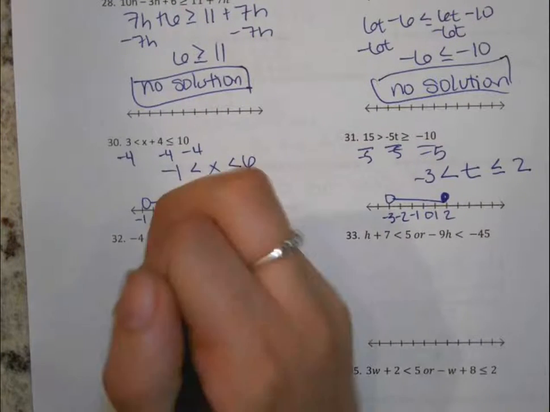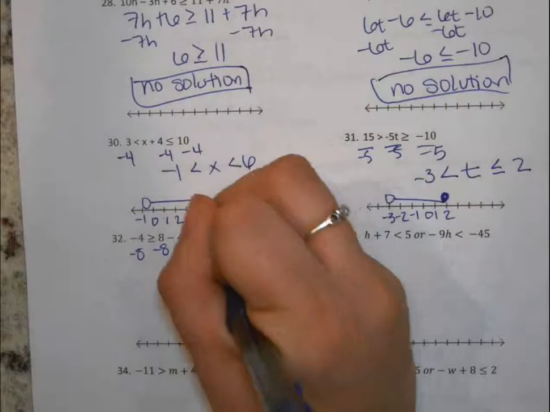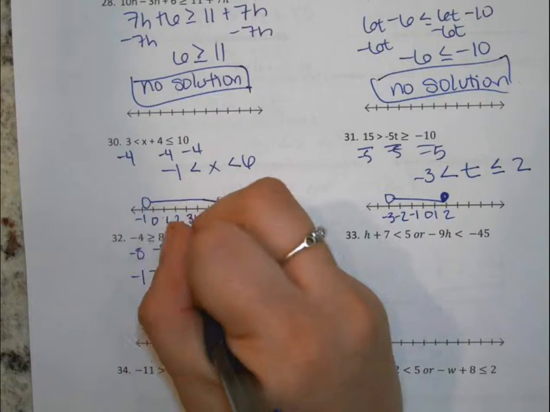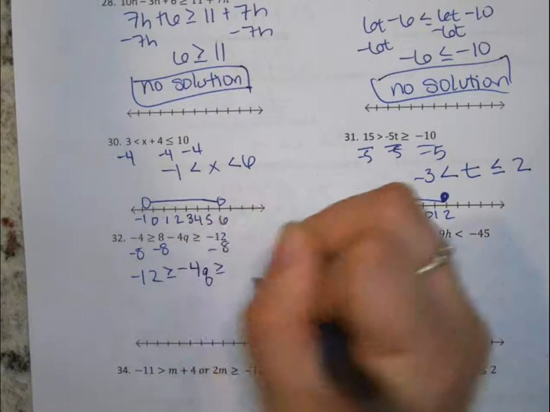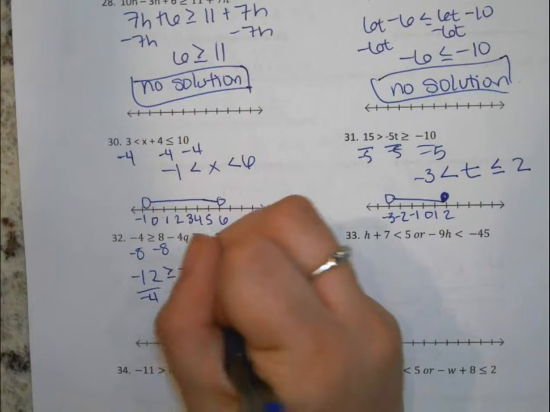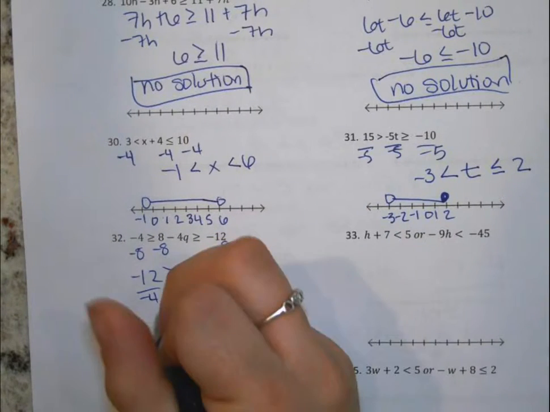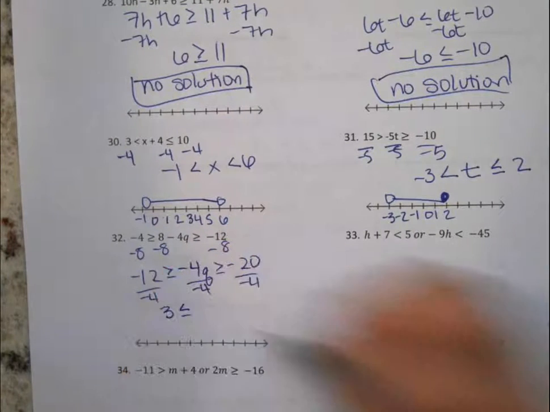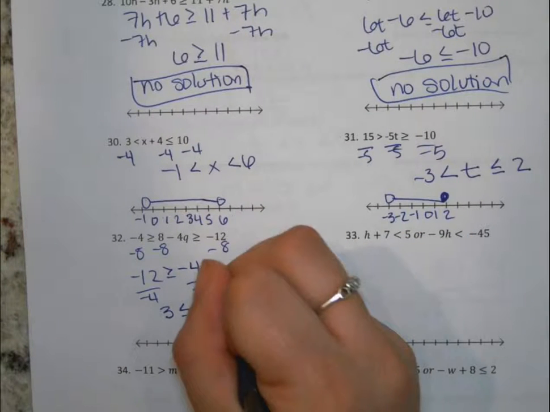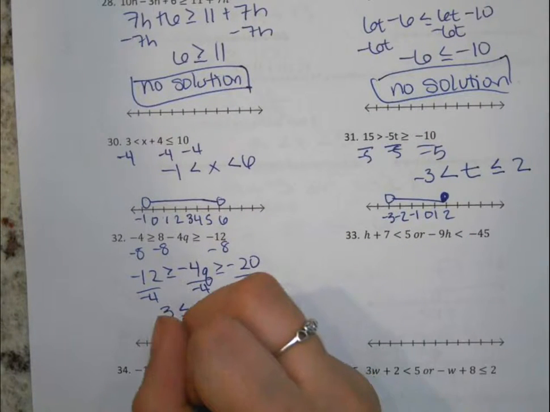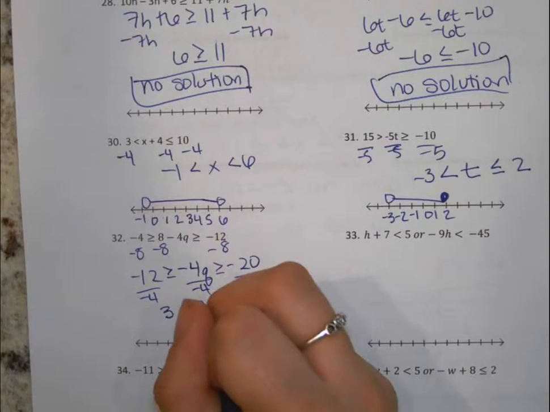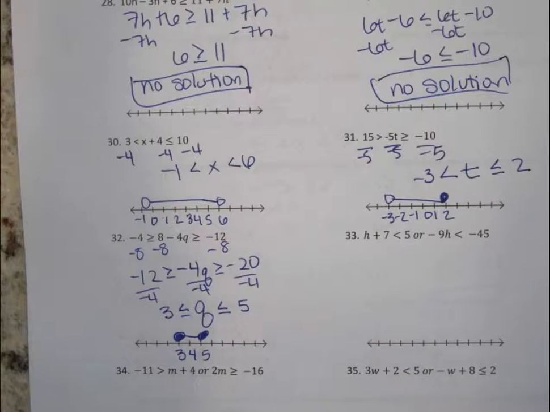Number 32, I'm going to start by subtracting 8 on all three pieces. I get negative 12 is greater than or equal to negative 4q, greater than or equal to negative 20. I go ahead and divide all three pieces by negative 4. I'm dividing by a negative, so that turns into a positive 3, but it flips the sign. So 3 is less than or equal to q, is less than or equal to 5. q's in the middle. So when I go ahead and graph these, they both get solid circles because of the equal to, and the line goes in between.